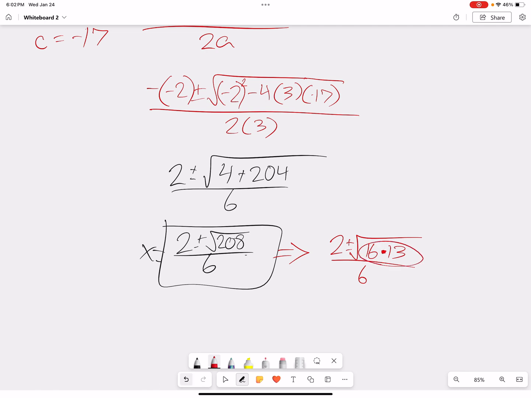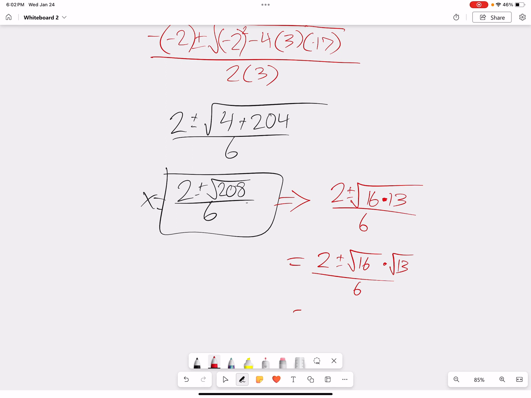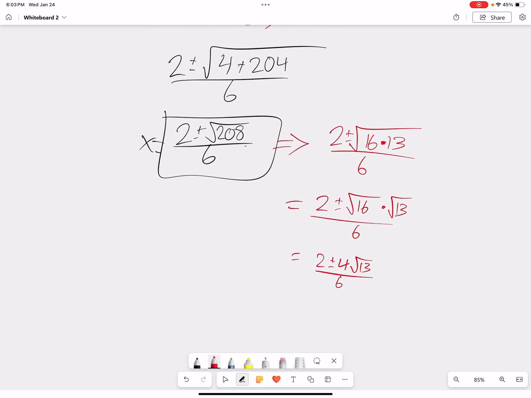The nice thing about calling it 16 times 13 or 4 times 52 is that I now have two things inside of a square root that are multiplied together. What that means is that it's the equivalent of the square root of 16 times the square root of 13. Square root of 16 is 4. So we can call that 4 radical 13 over 6. We did that briefly, like literally for 10 minutes. If you remember it, awesome. If you don't remember it, that's totally okay.